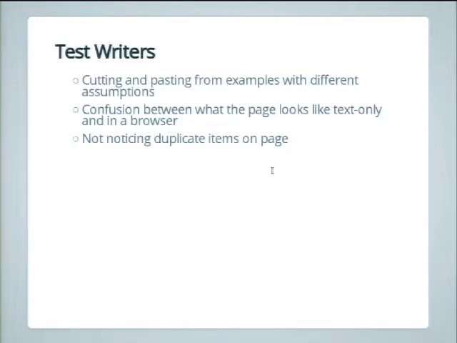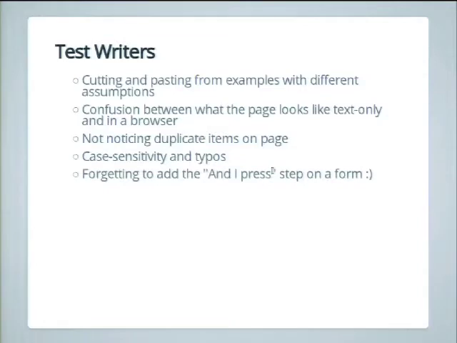You may not notice that you have duplicate items on the page. So you're like, there totally is a search button. Why is it not clicking it? And it's like it's clicking something else that's going to a different place, but you're not watching it because it's text only and it's going to have a different experience. Case sensitivity, typos, they happen. Me, my most common mistake, I describe all of the form and I forget to press the save button and then it doesn't work.